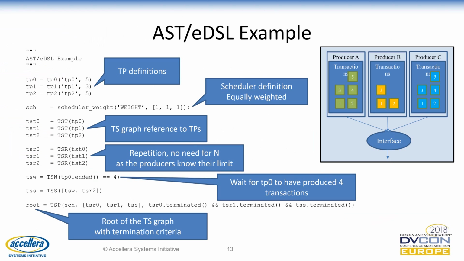And then the final one, the root of the TSM, the transaction model, is the last line where you put everything together. So you run all of them in parallel in a TSP node with a scheduler which is evenly weighted, and then you wait for all of the repetition nodes to be terminated. So the TSP takes the scheduler, the set of nodes it needs to execute in parallel, and then the termination criteria for this parallel construction to end. Which means that the last line fundamentally defines a tree that you can traverse, which captures your requirement.